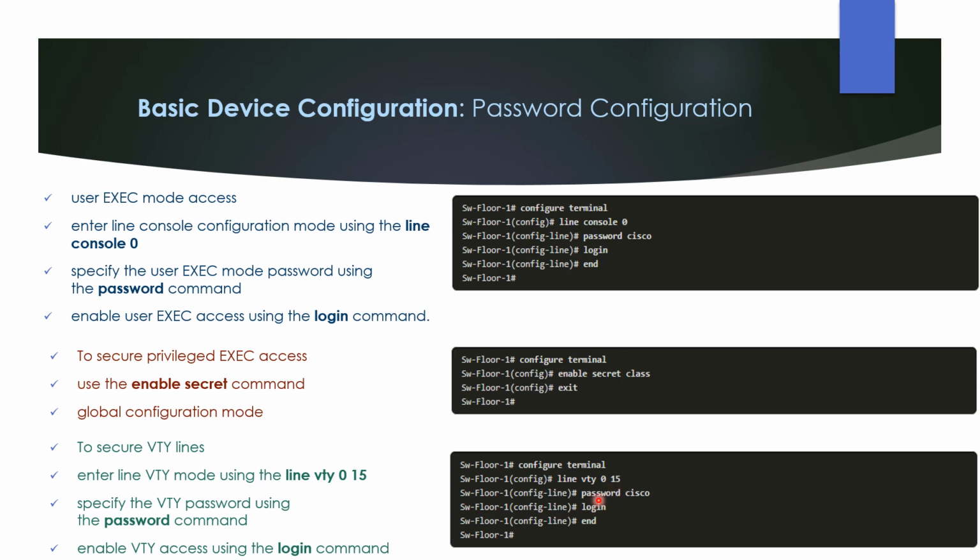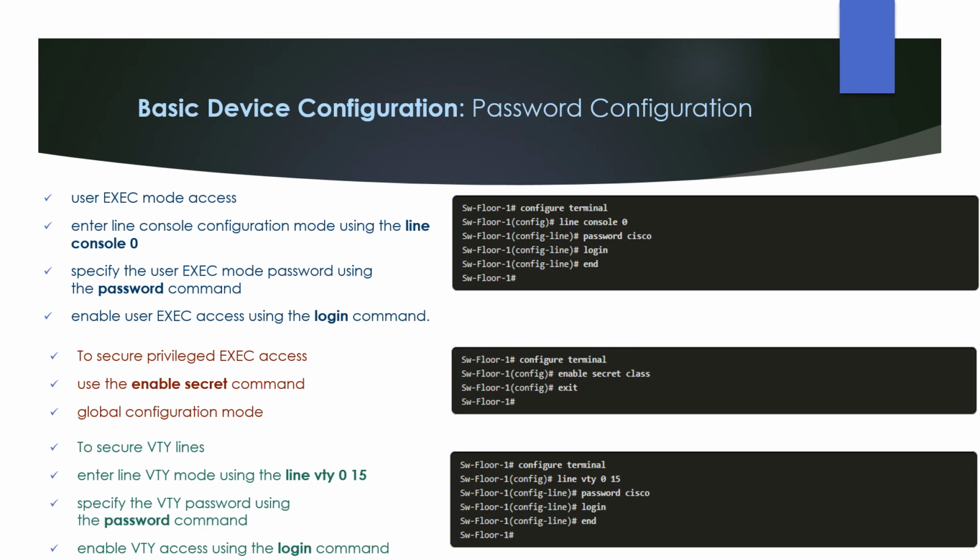You will use the command password followed by the password that you will add. In this case, it's cisco. Enable the VTY access with the login command, and with the end, you mean that you are done configuring the VTY line, and then you will be in the privileged access mode.